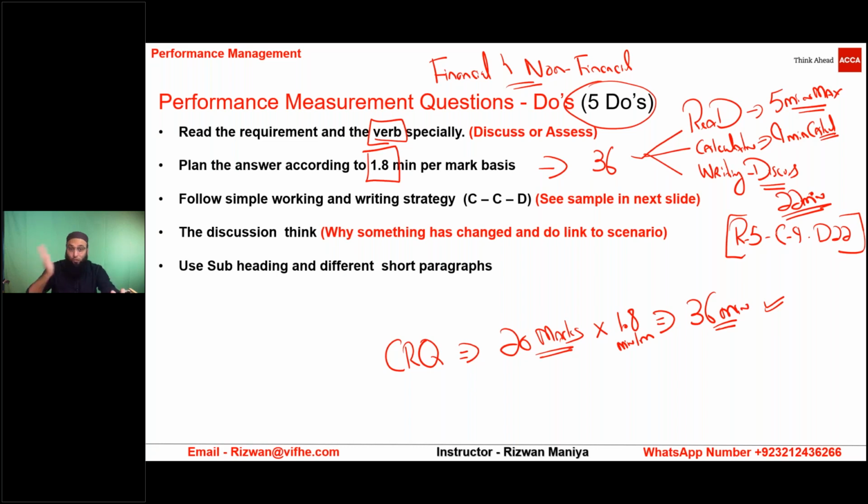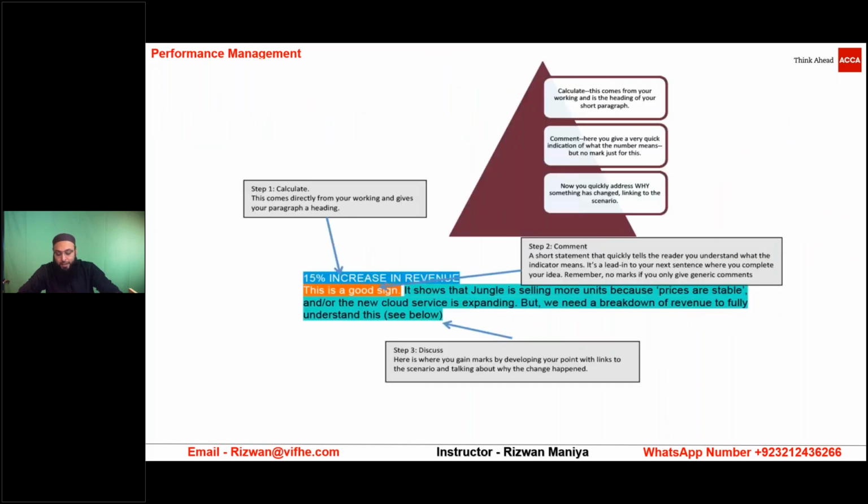The strategy of calculation and writing is very simple, which is CCD. Now, what is CCD? See the sample in the next slide. So let's move towards the next slide, and this is a sample. C is calculate. What? Ratios. In terms of percentage, calculate ratios.